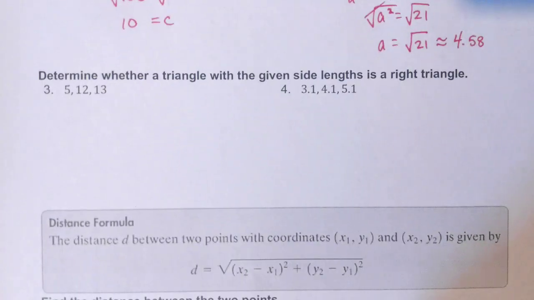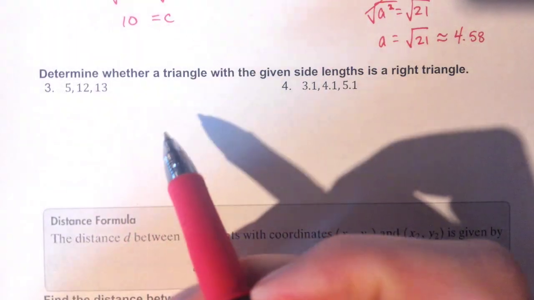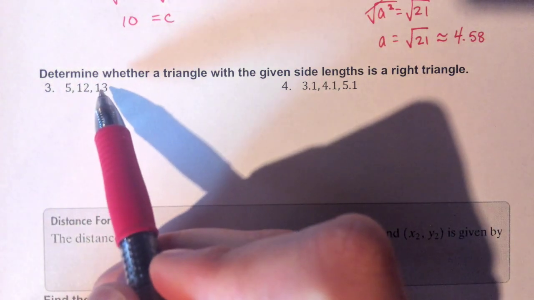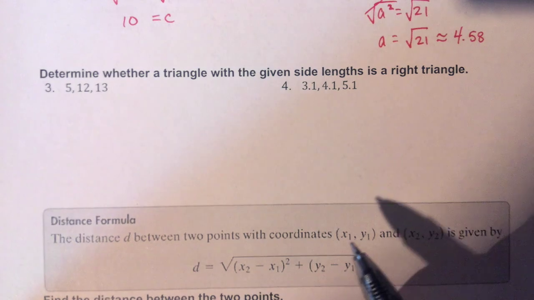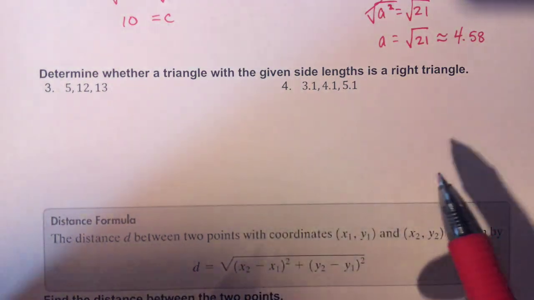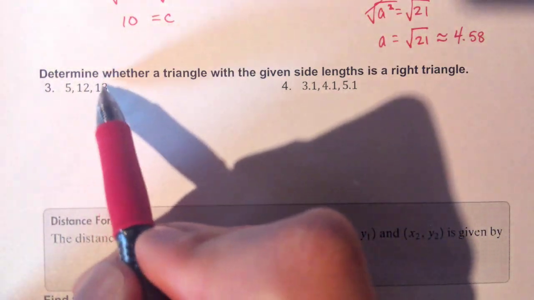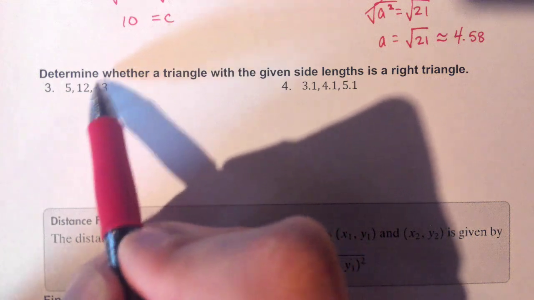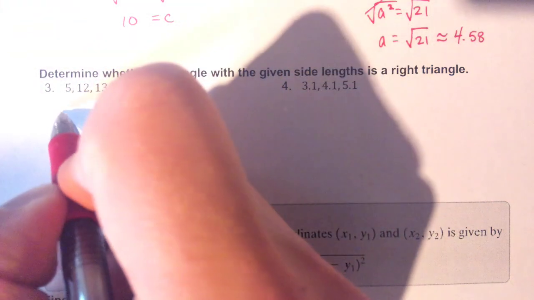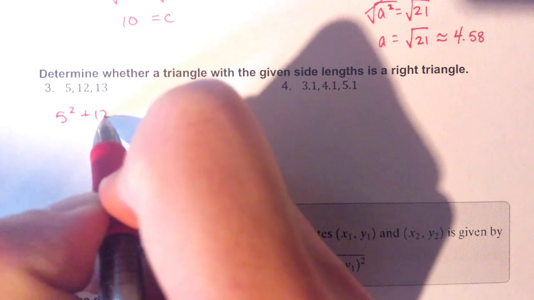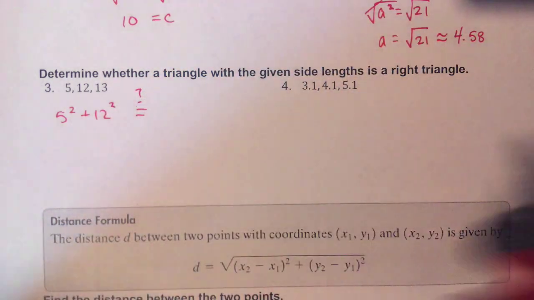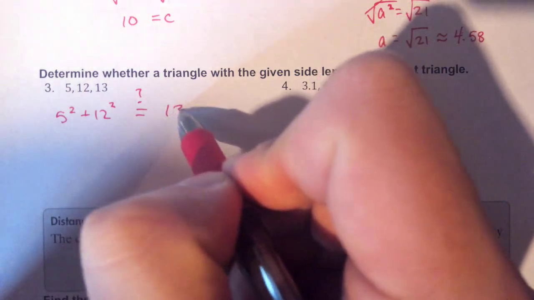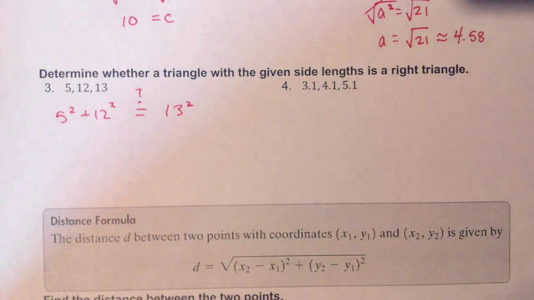Another type of Pythagorean theorem problem will be this. They'll give you three sides of a triangle. We want to know, is that a right triangle? So we want to know, does that satisfy the Pythagorean theorem? So we always remember the longest one has to be c. The two shorter ones are a and b. So we want to know, is 5 squared plus 12 squared, does it equal, so we put the question mark, does it equal 13 squared?